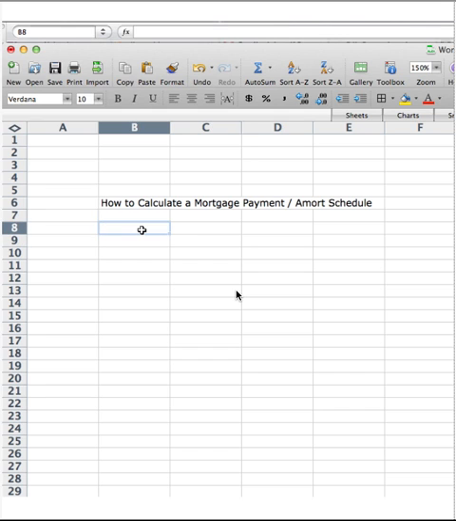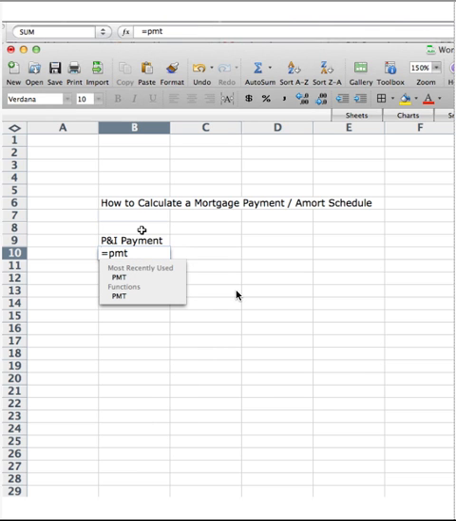First of all, just choose any cell you want. And first thing we want to do is show the principal and interest payment, okay? And so we're just going to label that in that cell. And then you come down here and you say equals PMT, open parenthesis. Now what happens is you will see when you type equals PMT, it pops up rate, nper, PV, FV, type. What does that mean?